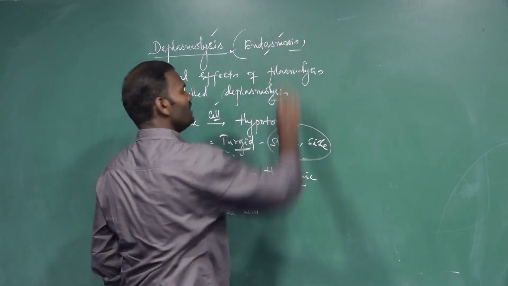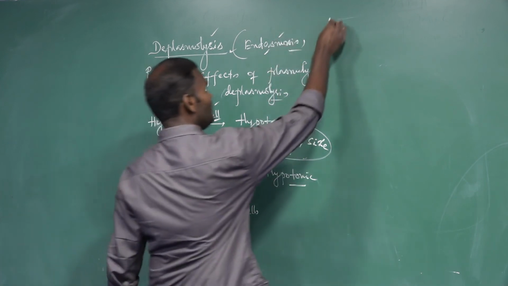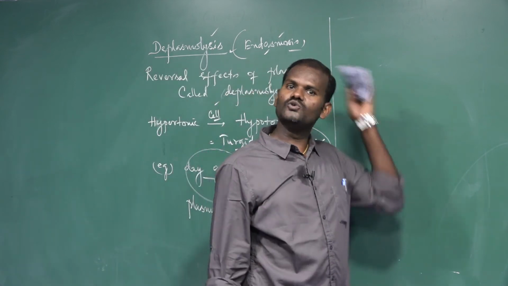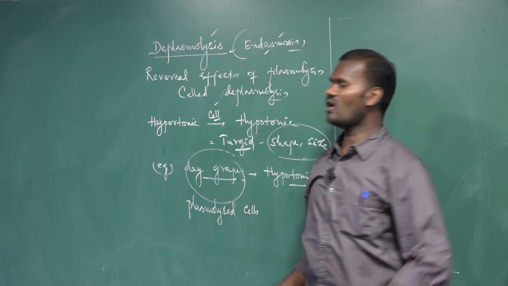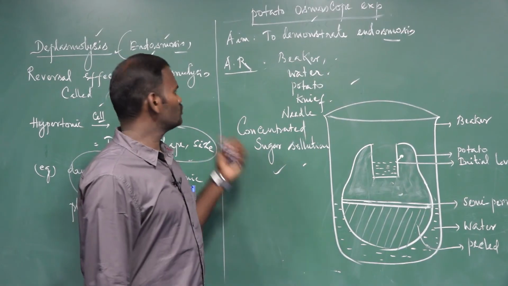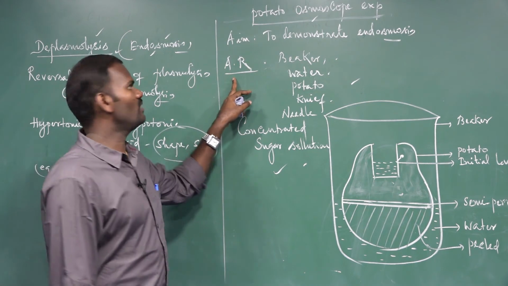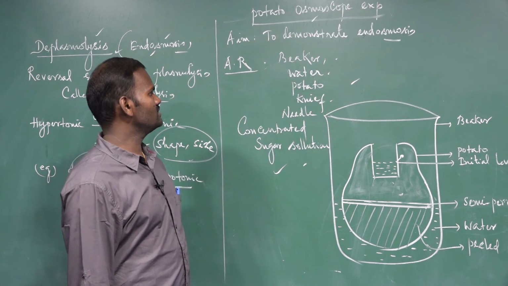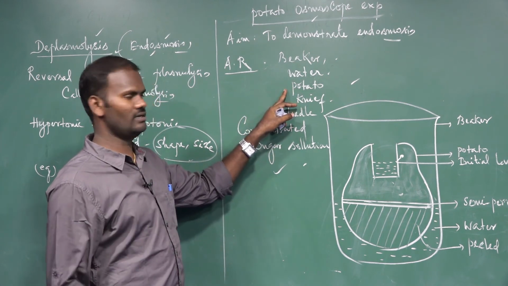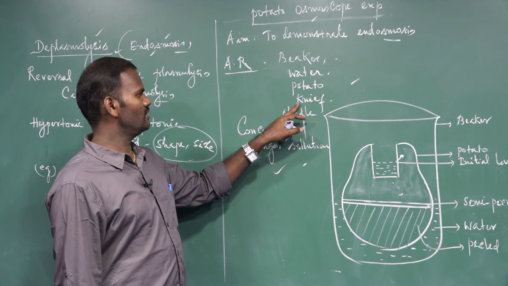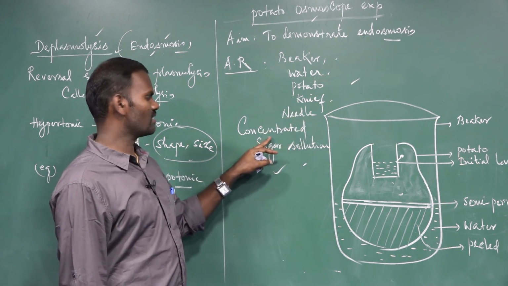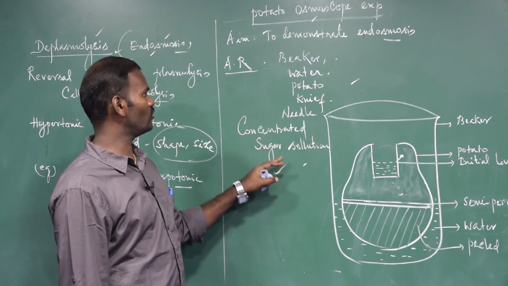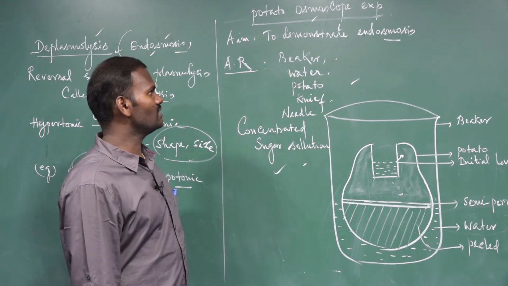Now, how can we demonstrate endosmosis? Endosmosis can be demonstrated by the experiment called the potato osmoscope experiment. What apparatus is required for the demonstration of the potato osmoscope? A beaker, water, a boiled potato, a knife, a needle, and concentrated sugar solution or sucrose solution. These are the apparatus required for the demonstration of endosmosis.